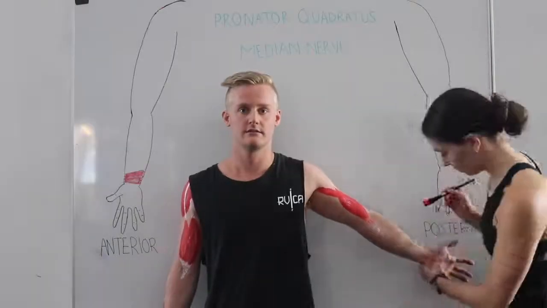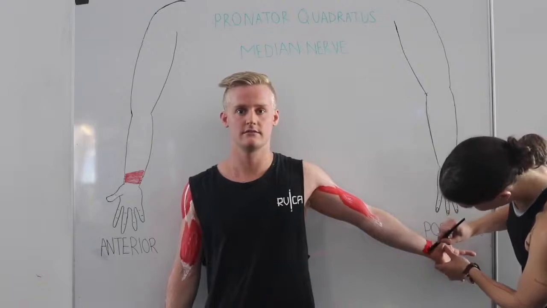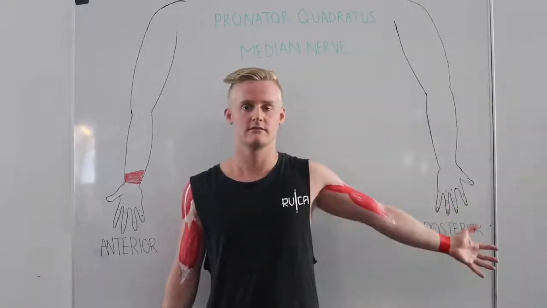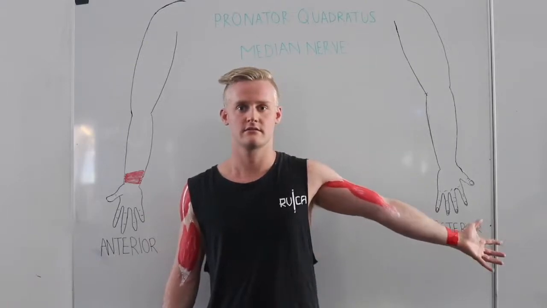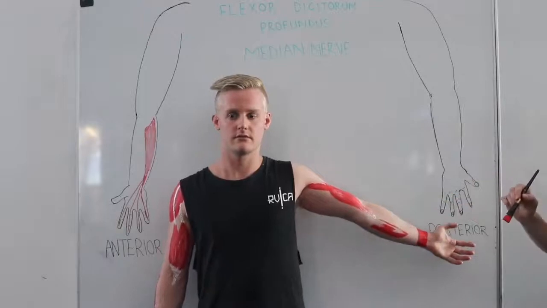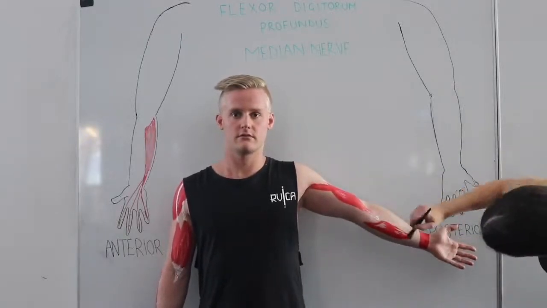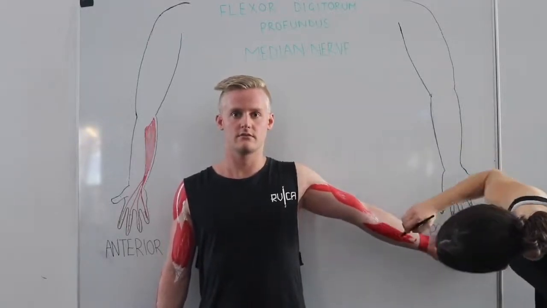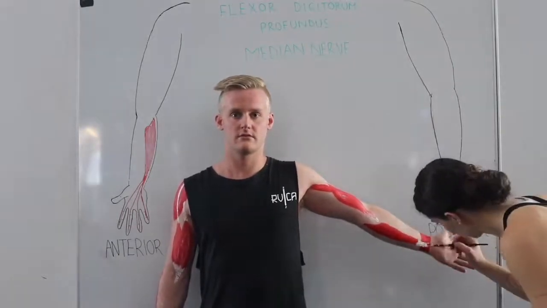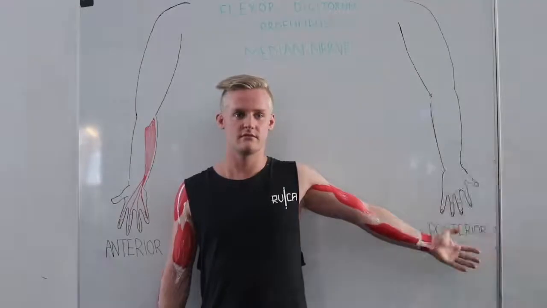Majority of the muscles in the anterior forearm are innervated by the median nerve. The deepest muscle of the anterior forearm is pronator quadratus. This muscle pronates the forearm. Flexor digitorum profundus is another deep muscle. Unlike the other muscles of the anterior forearm, this muscle is not exclusively innervated by the median nerve, as the medial 2/3 is innervated by the ulnar nerve.